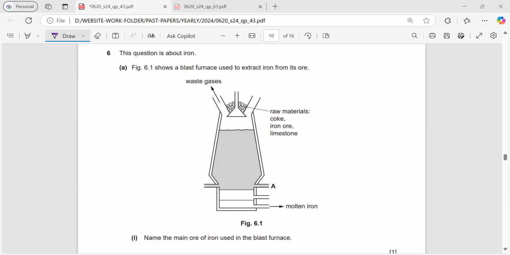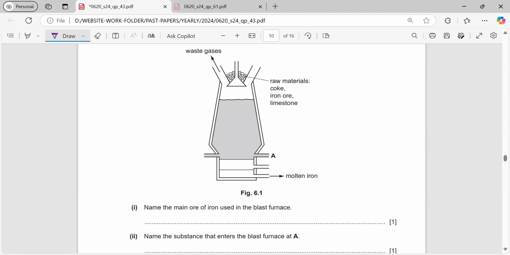So question number 6 is about iron. The figure shows a blast furnace used to extract iron from its ore. As you can see in the diagram, the waste gases are given off from here. The molten iron is going out from the bottom pipe. And here in the blast furnace, we have added the raw materials, which are coke, iron ore, and limestone. Name the main ore of iron used in the blast furnace, which is hematite.